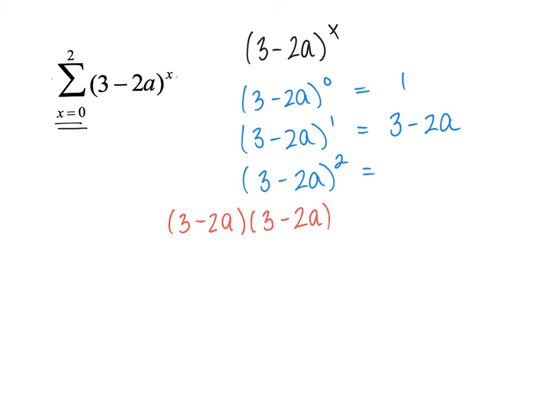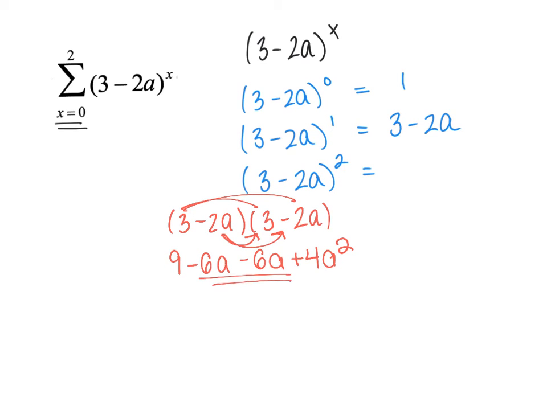Feel free to use the box method if that's what you prefer, but I'm going to do that here. So 3 times 3 is 9. 3 times negative 2a is negative 6a. Negative 2a times 3 is negative 6a. And negative 2a times negative 2a is positive 4a squared. And if we combine like terms, these two are my like terms. So 9 minus 12a plus 4a squared. So I'm going to go ahead and put that here. So 9 minus 12a plus 4a squared.